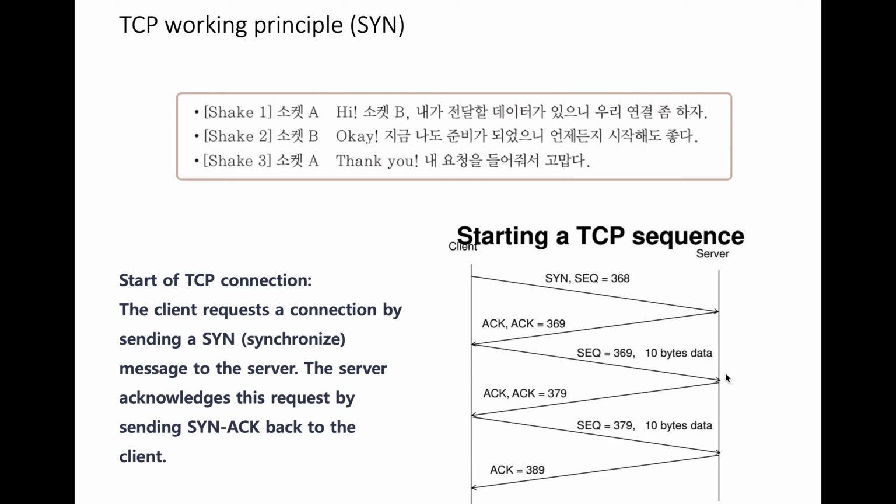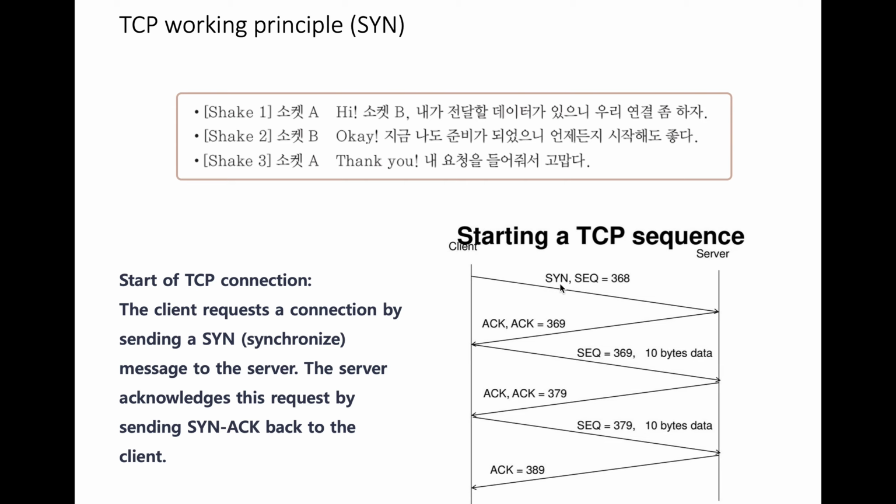And also the server will acknowledge the sequence of that packet. It will acknowledge that, for example, this packet was sent including 10 bytes of data. The server will say, I'm waiting for the next byte, which will be the 379th byte, just like it was in this one as well.